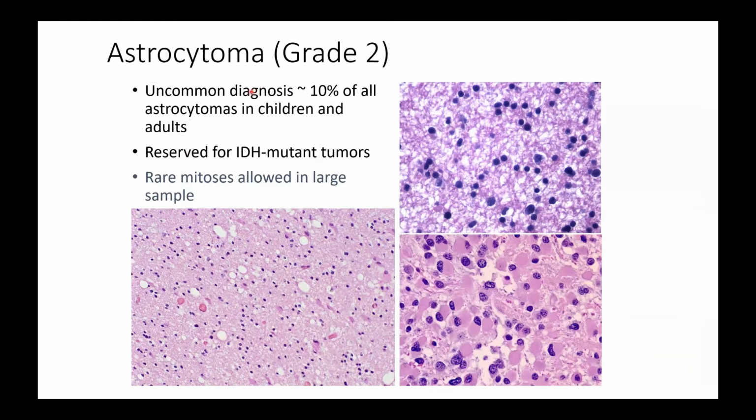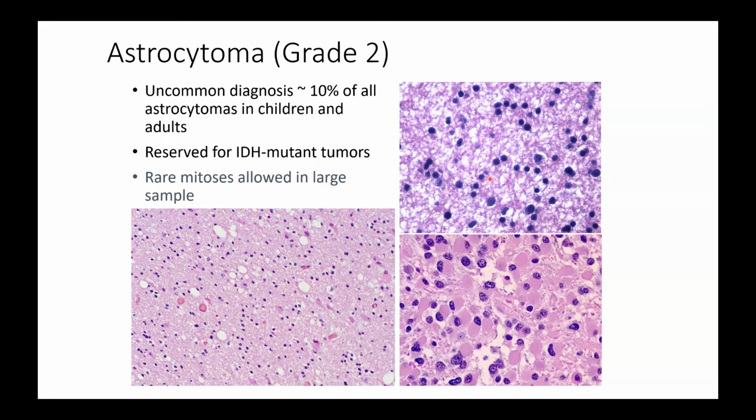Moving on to astrocytomas, low-grade astrocytomas tend to be an uncommon diagnosis. They're usually present when an IDH mutation is present in the tumor as well. They can be fairly subtle on the edge of the spectrum. These tumors can occasionally be indistinguishable from normal or reactive brain tissue.